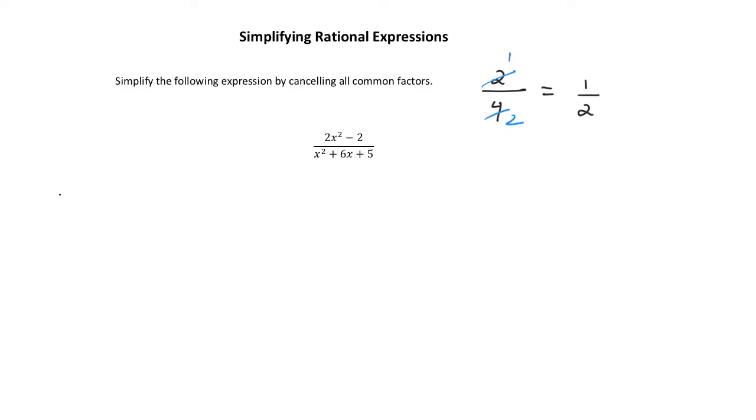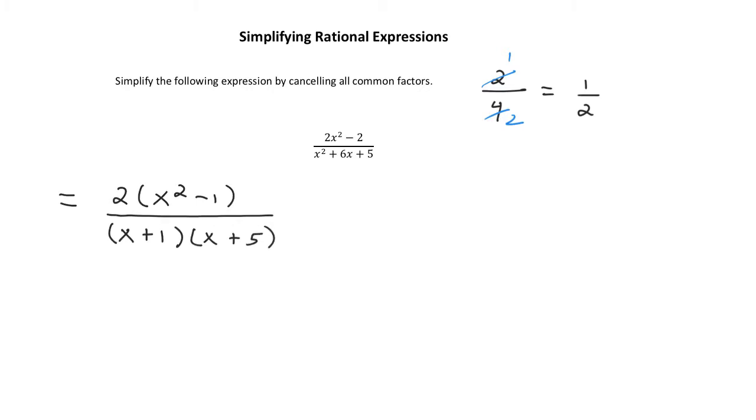So let's start there. For the numerator, 2x squared minus 2, I can factor 2 out from both terms, and I'm left with 2 times x squared minus 1. And the denominator, I'm going to try to break that into two pieces. I have an x and an x. I need two numbers that multiply to 5 and add to 6. Everything is positive, so it's got to be a plus 1 and a plus 5.